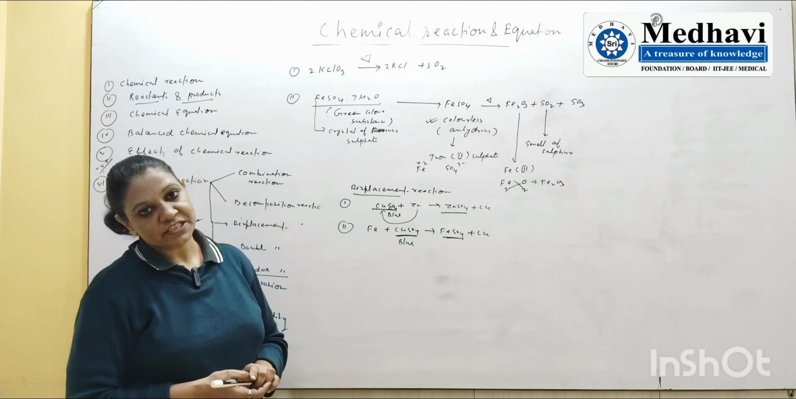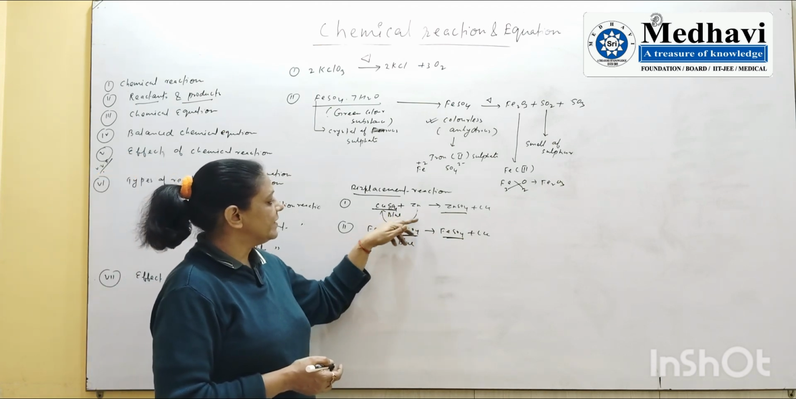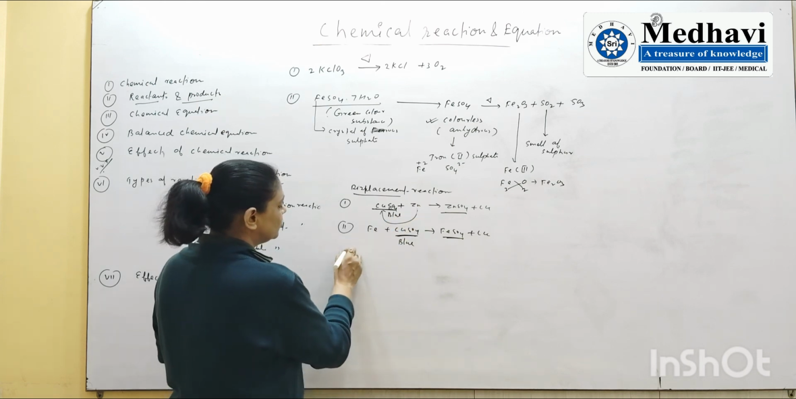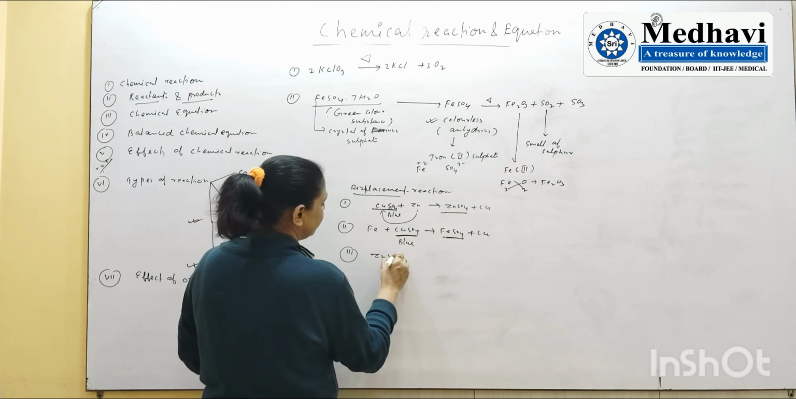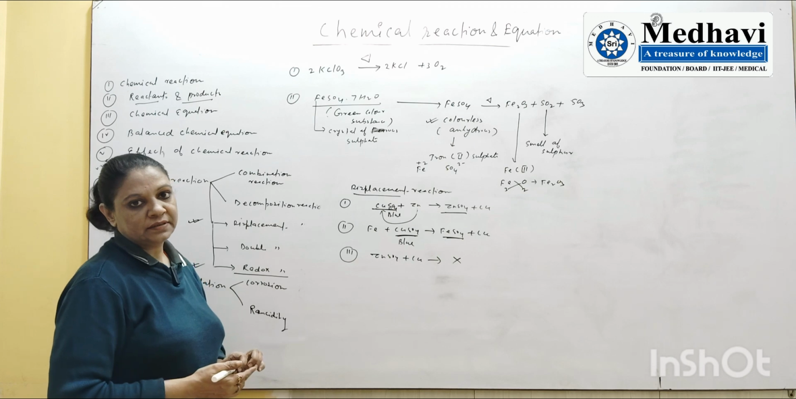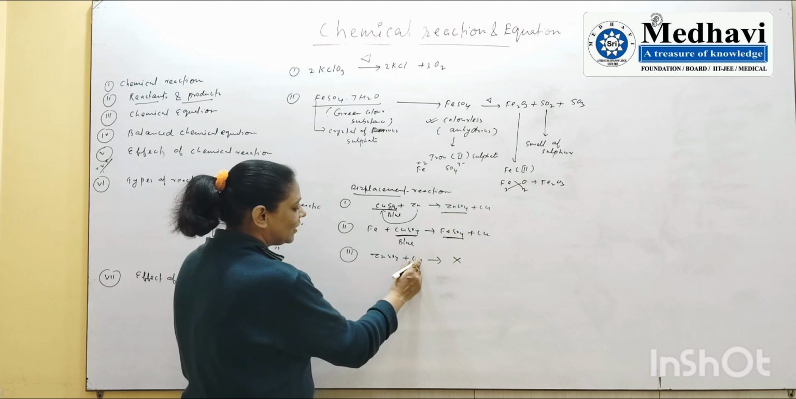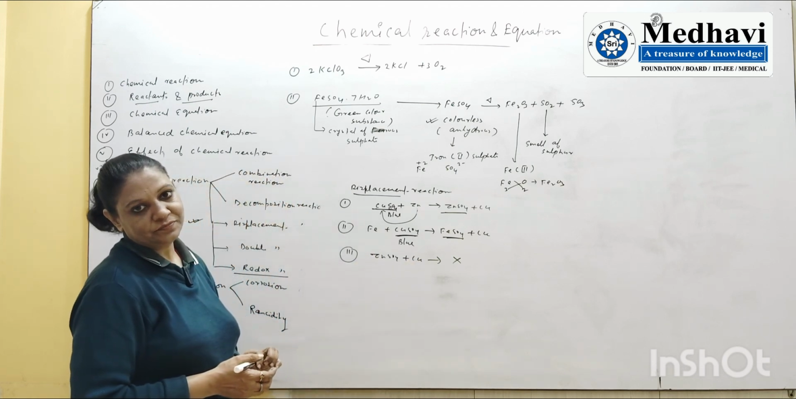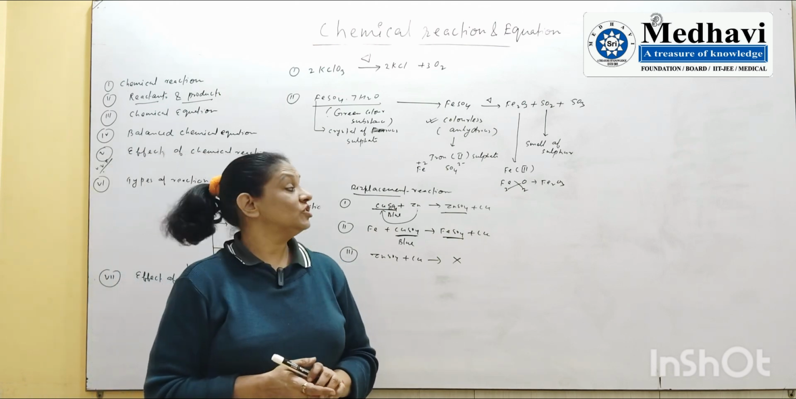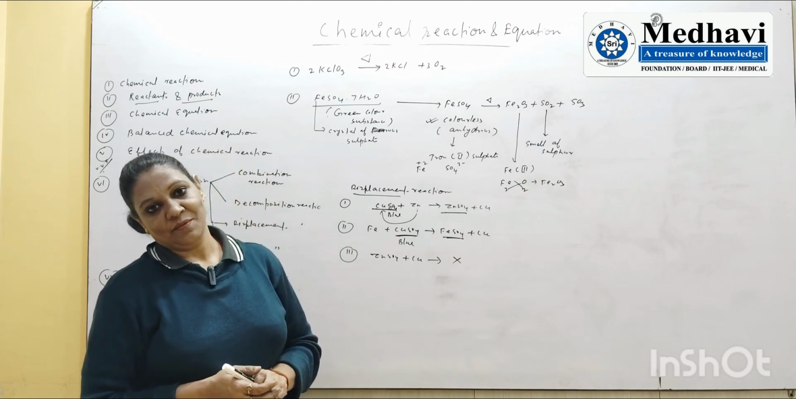Displacement series you will study in the metals and non-metals chapter. Zinc is above in the displacement series. That's why it displaces copper from its compound and zinc sulfate is produced. If we want to show this reaction the other way, zinc sulfate plus copper, then this reaction will not be possible. Here, zinc is more reactive, copper is less reactive, so copper cannot displace zinc from its compound. So you can say that a displacement reaction is that type of chemical reaction in which a highly reactive metal displaces a less reactive metal from its compound.